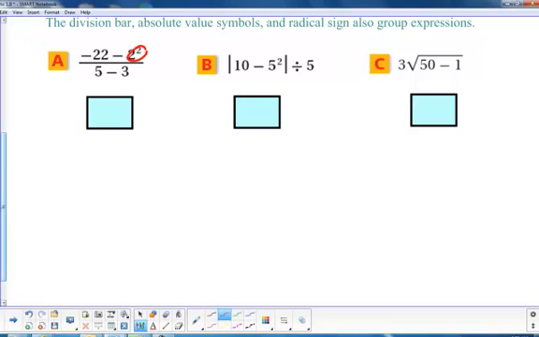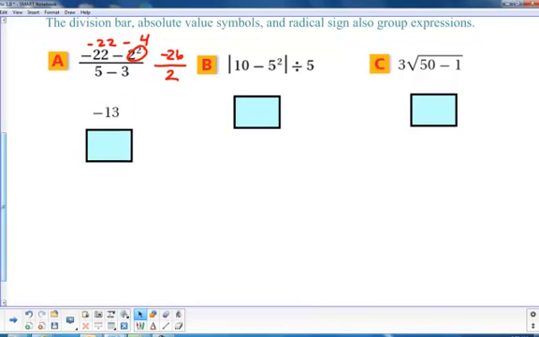First step is your exponent here. So we have negative 22 minus 4. So that whole entire numerator is negative 26. Now we're going to simplify the denominator. So we have 2. Negative 26 over 2 is negative 13.